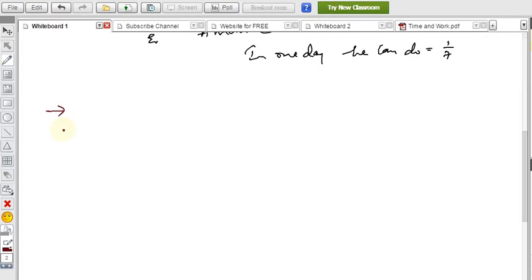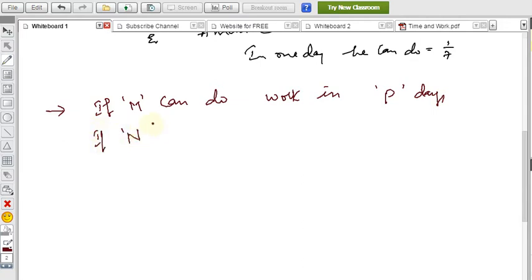when we combine two persons, for example, if M can complete the work in P days and N can do it in Q days, then they both can complete. How is it? If M can do a piece of work in P days, for example, M can do it in some 3 days or 4 days. Then one more person, N, is another person, he can do the same work in Q days. Then they together can complete the work.